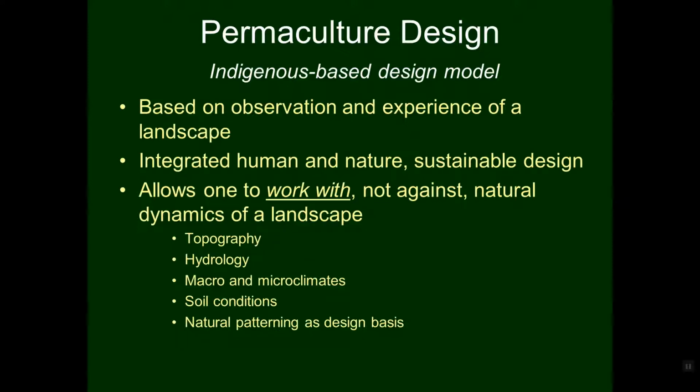So when you're looking for macroclimates, microclimates, macro are big scale climate differences. Micro is kind of like I said earlier, like one side of the house that's north facing might be shadier and cooler and wetter, and the south side might be hotter and drier. Looking at the soil conditions and the natural patterning. What are natural patterns out there in nature and on the site that you might want to work with? So we'll talk a little bit more about that later.